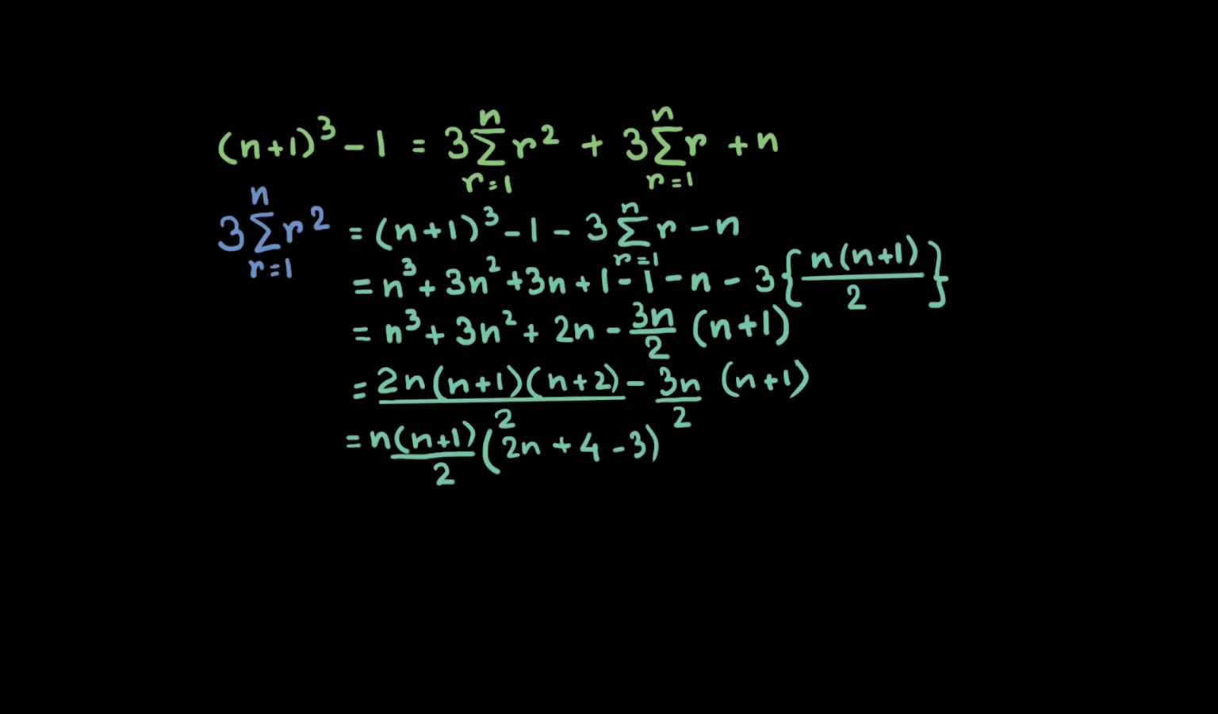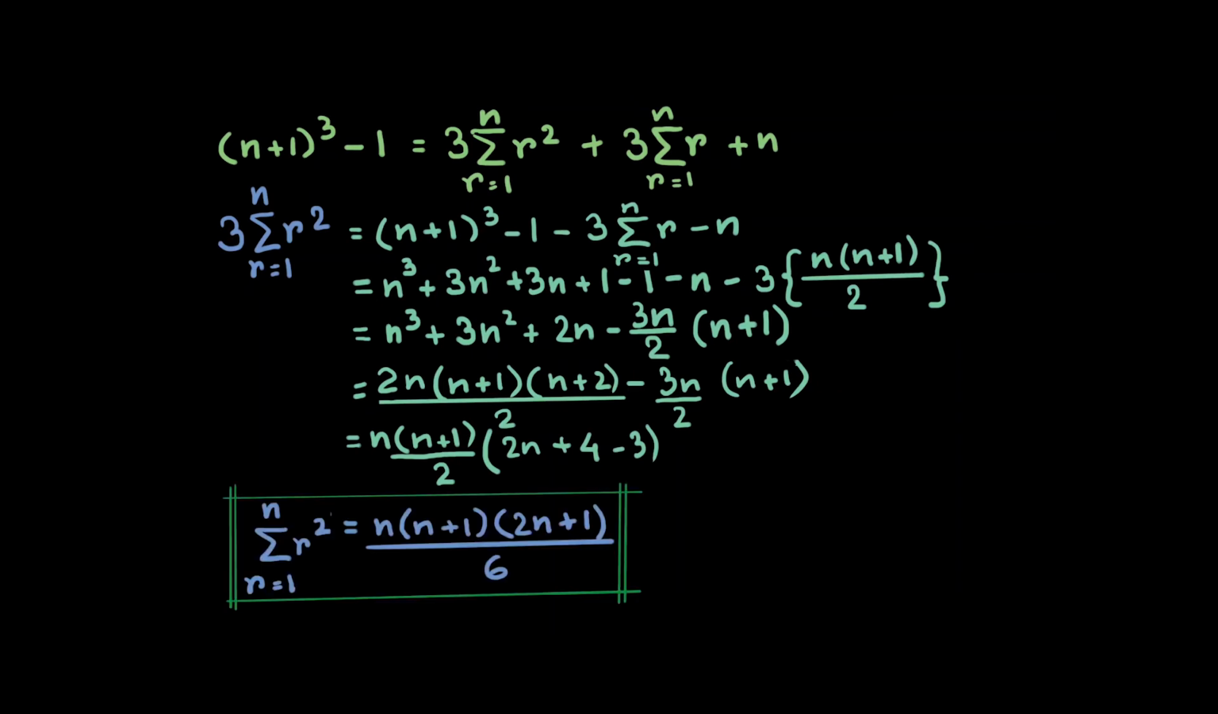Remember, on the left hand side we had thrice the sum of r square. So we divide the whole line by 3, thus getting the formula for the sum of squares, which is n multiplied by n plus 1 multiplied by 2n plus 1 divided by 6. This is the formula for the sum of squares. Now we go over to the sum of cubes.